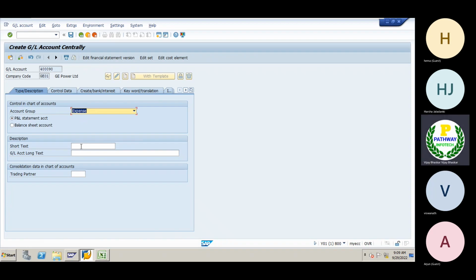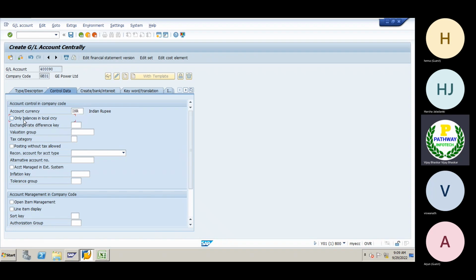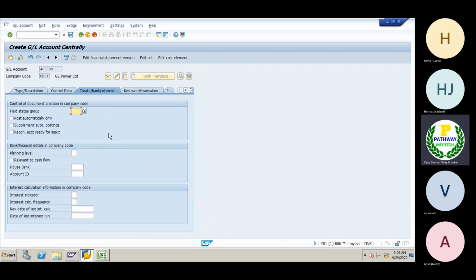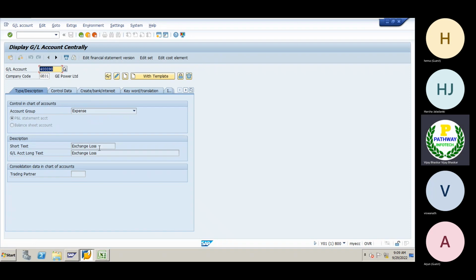Here, exchange loss, exchange loss account. Then control data, select only balances in local currency, then line item display. Then go to the control data, G001, then enter, then save it. So this one is the exchange loss.